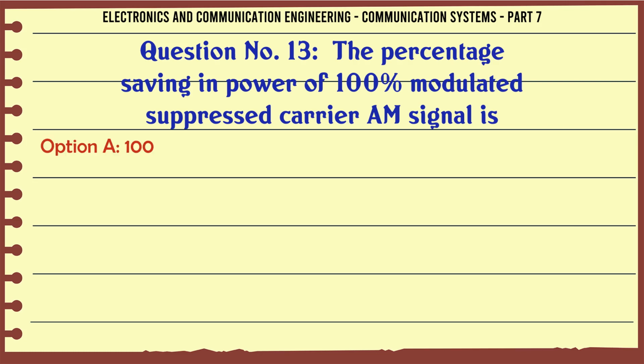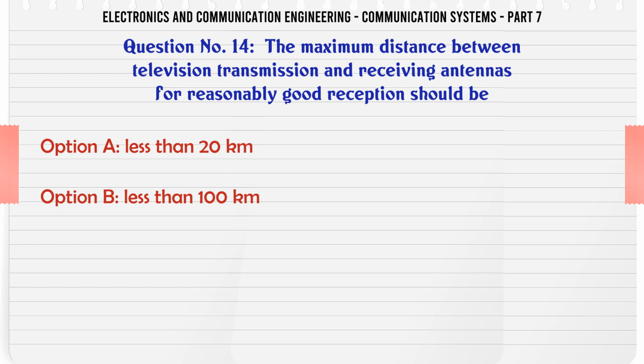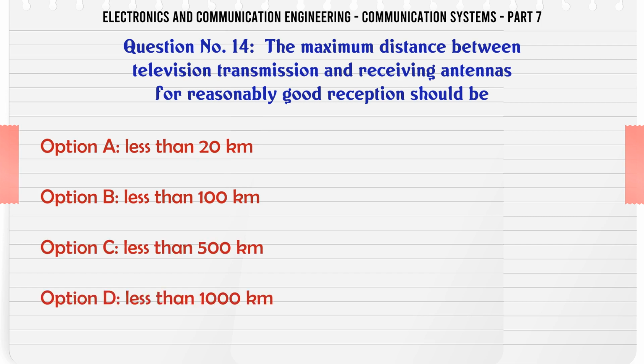The percentage saving in power of 100% modulated suppressed carrier AM signal is A, 100, B, 75, C, 66.6, D, 50. The correct answer is 66.6.